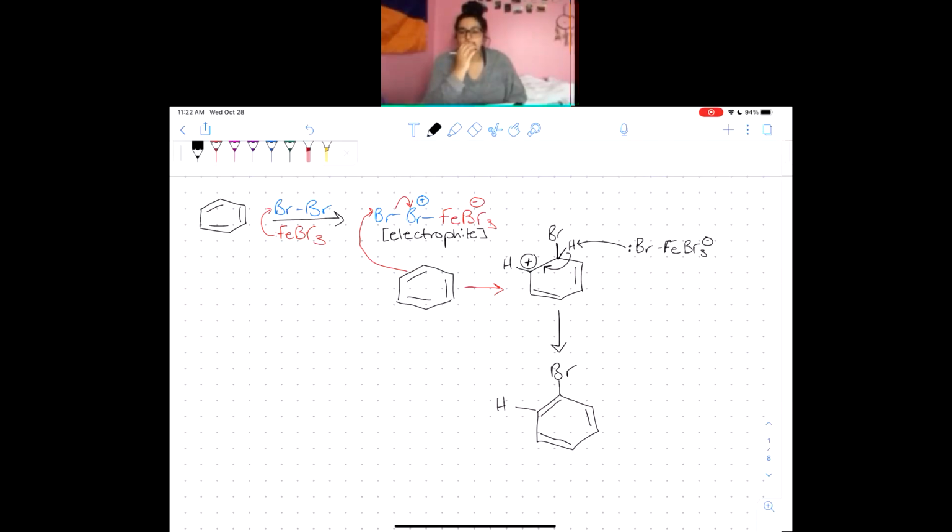So someone said, so basically we have bromine act like a base in the second attack to maintain aromaticity. Exactly. So it's pretty much acting as a base, stealing the hydrogen and recreating aromaticity.